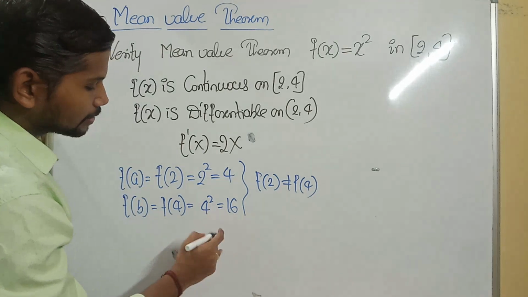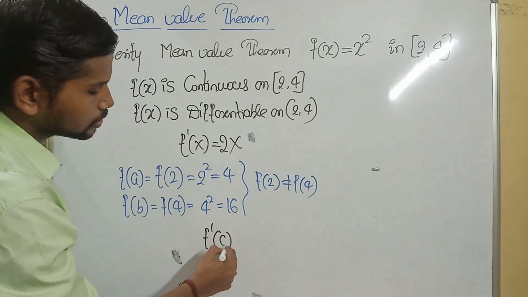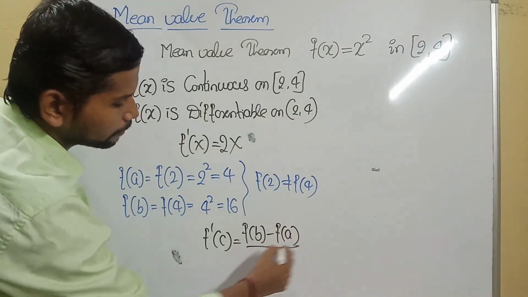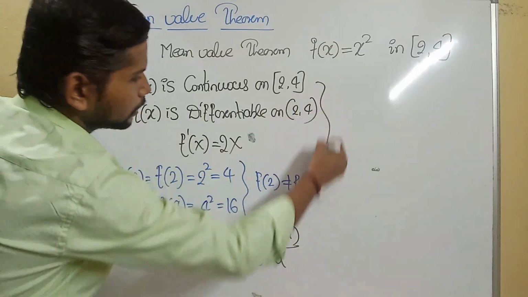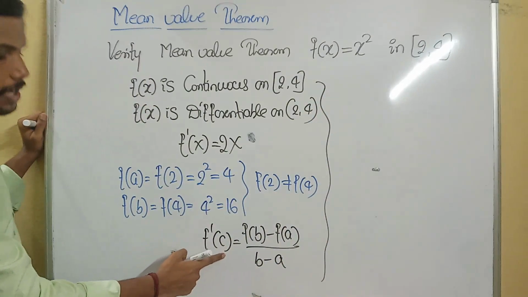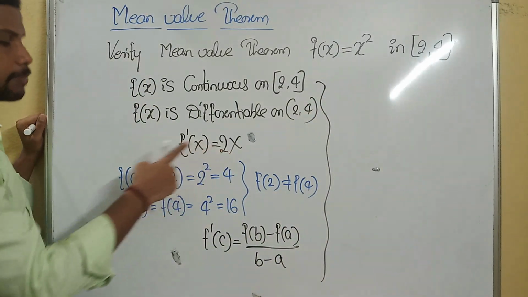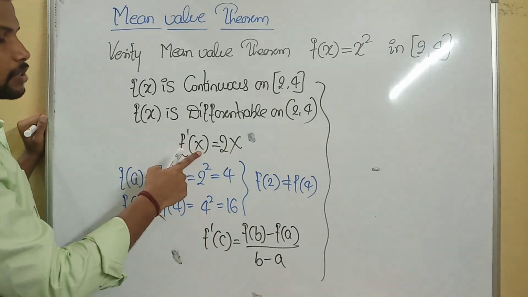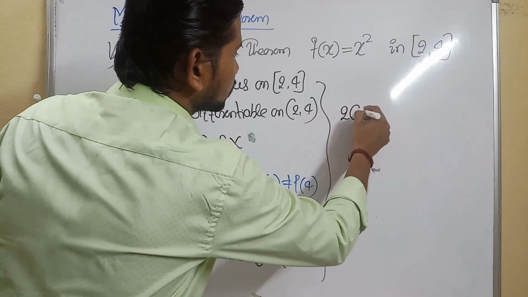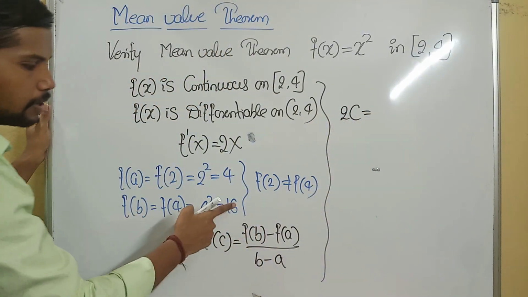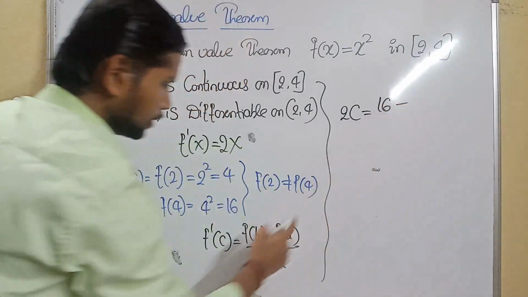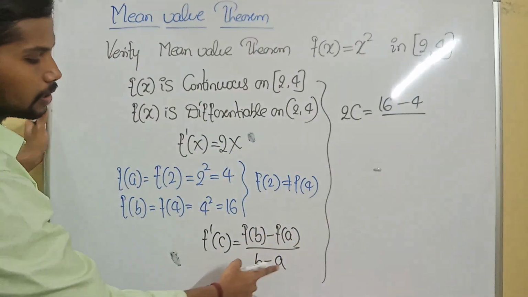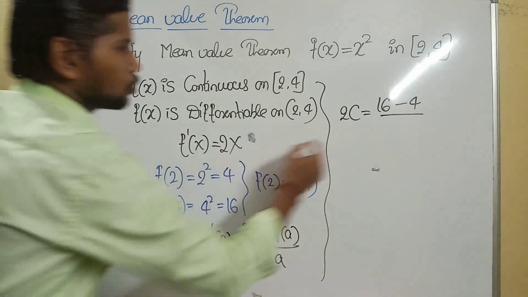For that reason I'd like to write f dash of c is equal to f of b minus f of a divided by b minus a. Concentrate. F dash of x is 2x, so f dash of c is 2c. Got it? What is f of b? F of b is 16. F of a, its value is 4. Then the denominator b minus a means 4 minus 2.